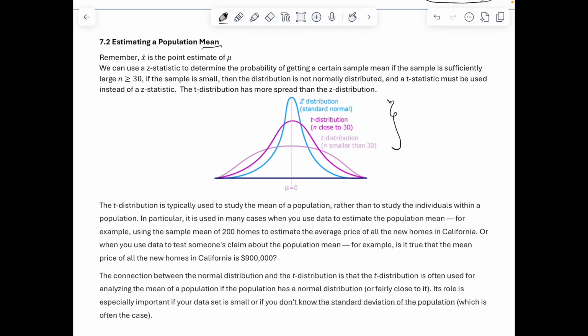The t-distribution is typically used to study the mean of a population rather than to study the individuals within a population. In particular, it is used in many cases when you use data to estimate the population mean. For example, using a sample mean of 200 homes to estimate the average price of all new homes in California. The connection between the normal distribution and the t-distribution is that the t-distribution is often used for analyzing the mean of a population if the population has a normal distribution or fairly close to it.